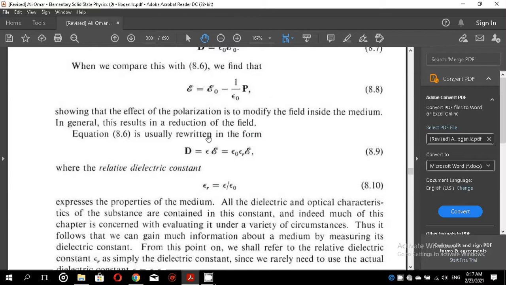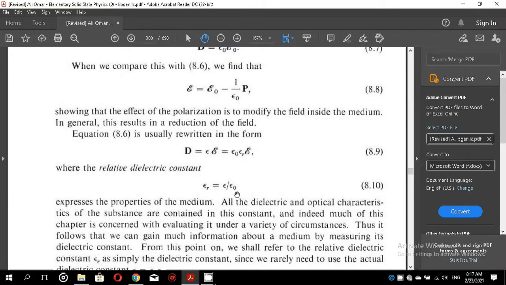Equation 8.6 is usually written in this form, equation 8.9, where the relative dielectric constant introduced here is given by epsilon r is equal to epsilon over epsilon naught. Epsilon is the permittivity of that medium and epsilon naught is the electric permittivity of free space or air. All the dielectric and optical characteristics of the substance are contained in this constant.